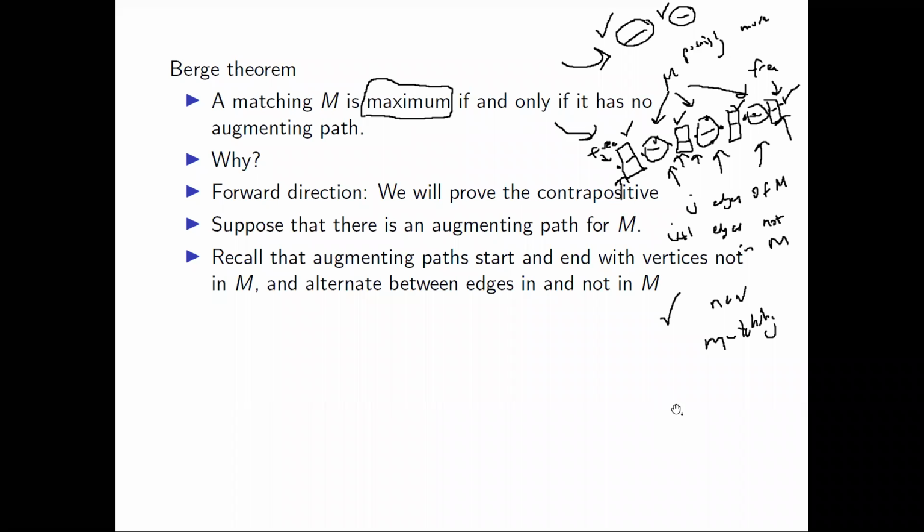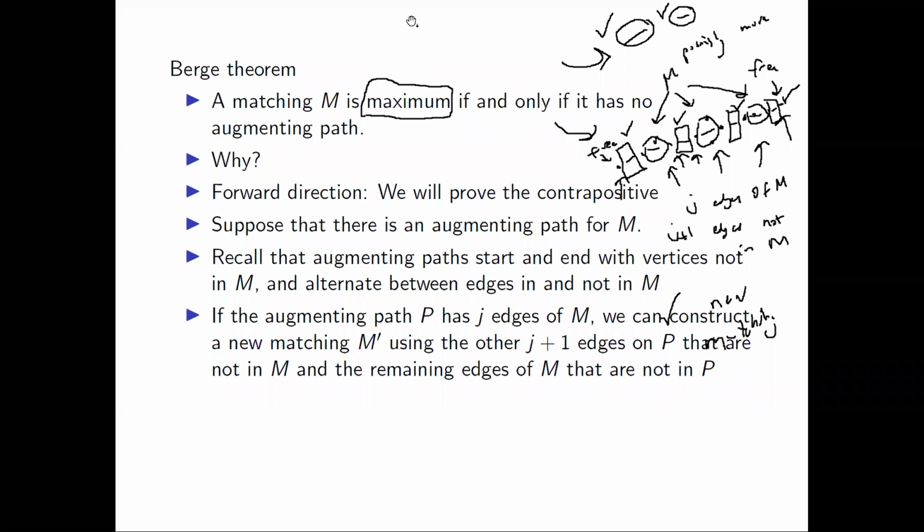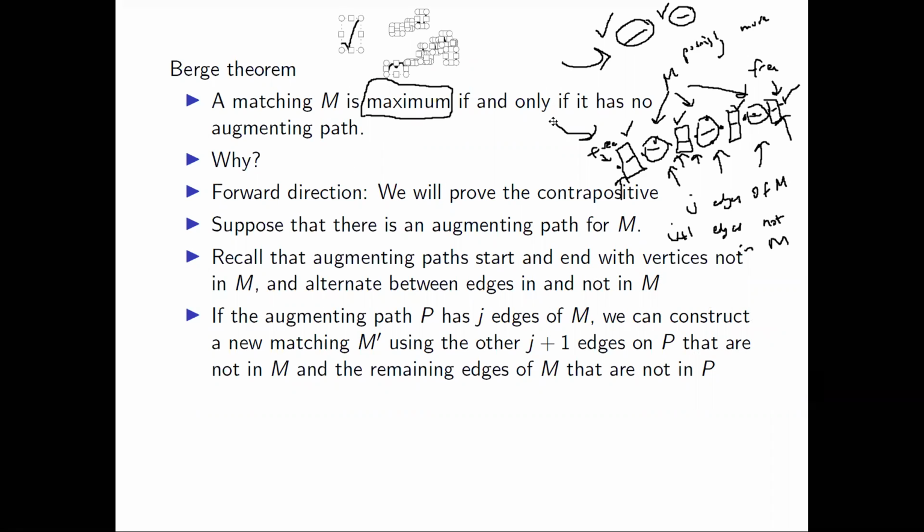And the next bullet, I say that in words. So I'm actually going to move this check mark that I drew here. I'll put that up here. Okay, that should be good. So like I wrote up here, the augmenting path has j edges of M, and we construct the new matching using the other j plus 1 edges on the augmenting path that are not in M. So the ones that are not in M, the ones that I drew rectangles around instead of circles.